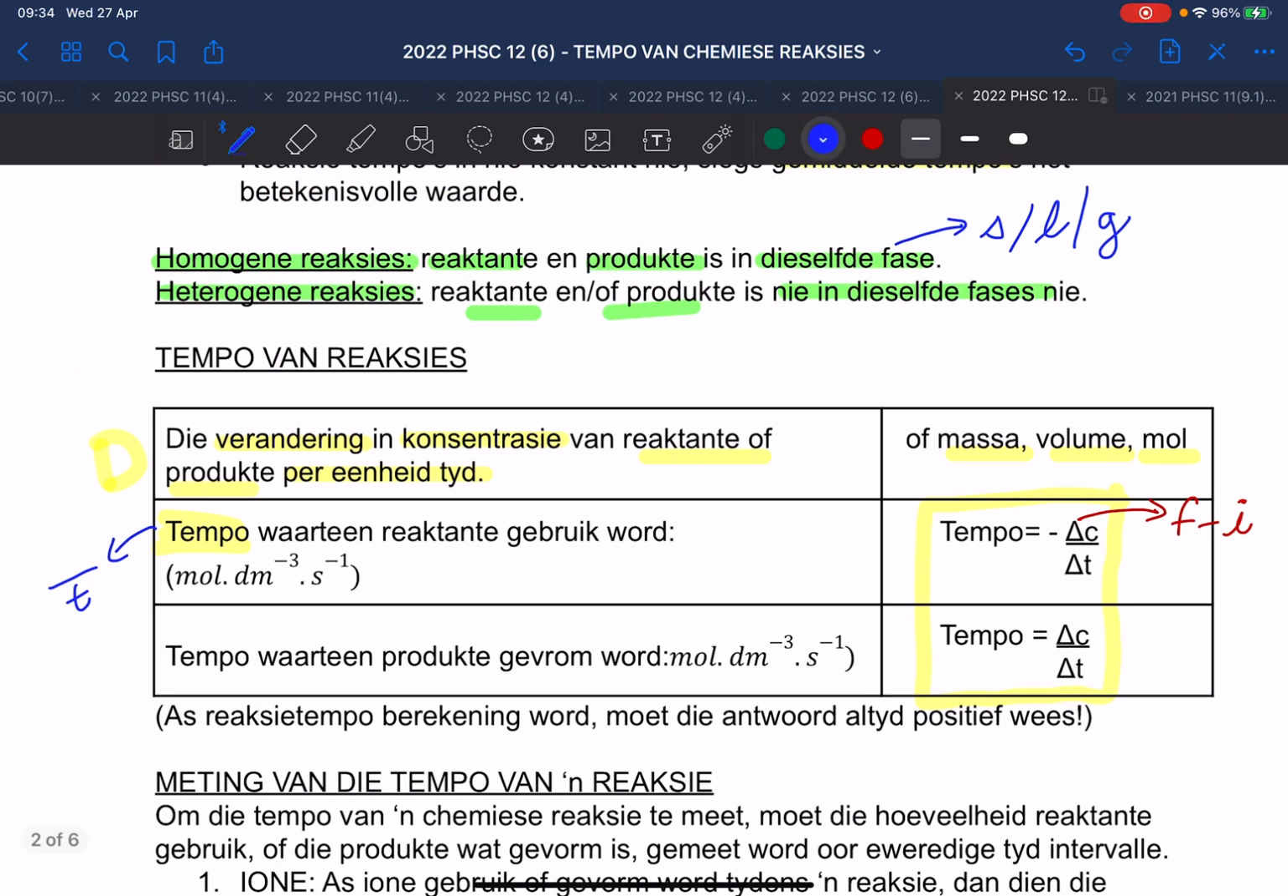Okay, if I remember correctly, I don't think it's on your data sheet. Okay, so not on data sheet.